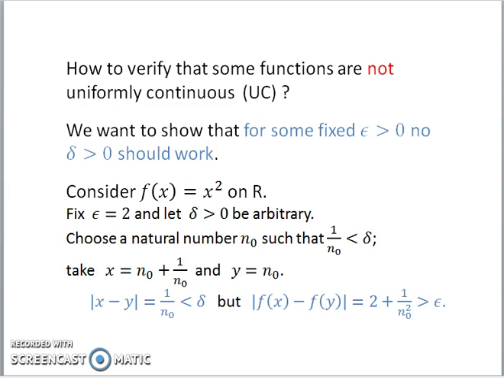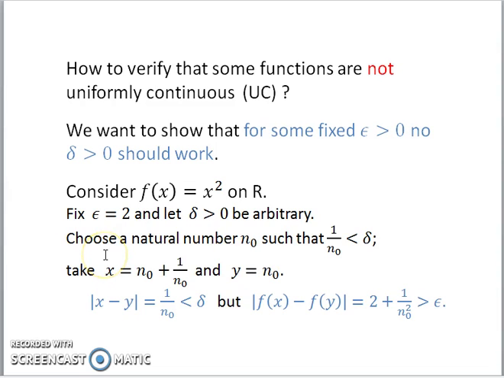We already have an example of how to verify that some functions are not uniformly continuous. We have a definition of uniform continuity and we know how to verify uniform continuity. But if some function is not uniformly continuous, how do we verify that? Basically, it's a negation of the definition. The definition says that given epsilon greater than 0, there exists delta for which something should work. The negation should be: for some fixed epsilon, no delta should work. That means there should be at least one epsilon for which no delta works.